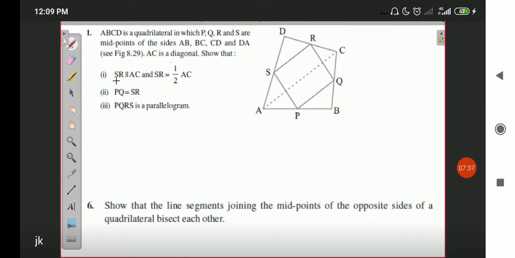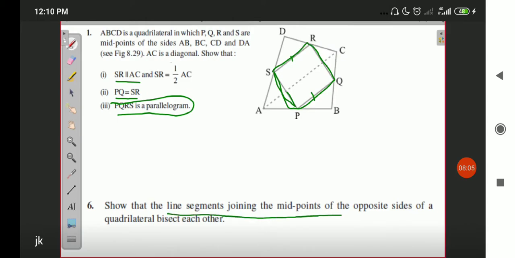First of all, we have to prove that SR is parallel to AC and is half of it. Second, we have to prove that PQ and SR are equal. Lastly, we have to prove that PQRS is a parallelogram. So what we have to prove is that lines joining midpoints of sides of a quadrilateral form a parallelogram. Line segments joining midpoints of opposite sides of a quadrilateral bisect each other.